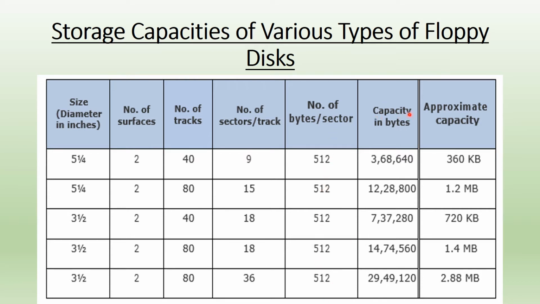Their capacity in bytes and their approximate capacity are different. So there are different capacities. The last one, the 3.5, contains 2 surfaces, 80 tracks, and 36 sectors per track, and this is the one that, at least I think, will be able to hold a picture in very low quality.